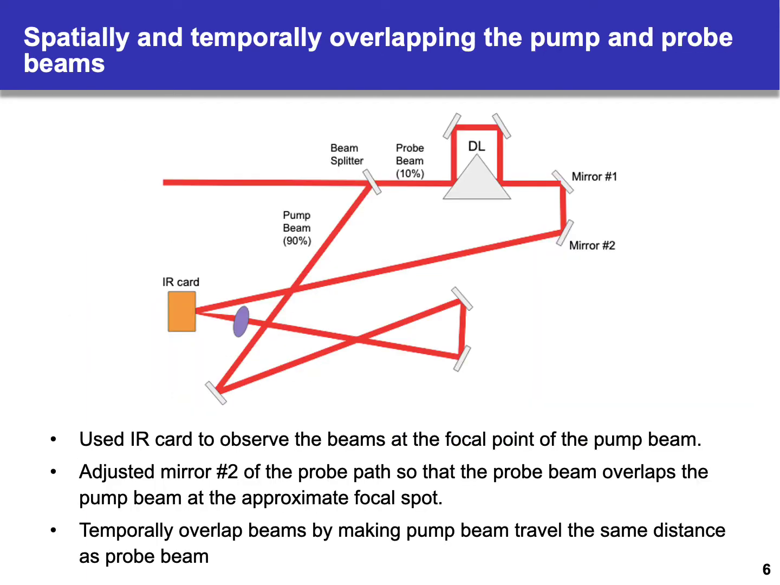The first critical step in creating a sufficient pump probe system is to spatially and temporally overlap the pump and probe beams. This is done using an IR card to observe the position of each beam and adjusting mirror number 2, shown in the schematic, of the probe path so that the probe beam overlaps the pump beam at its focal spot. To temporally overlap the two beams, we made both beams travel about the same distance.